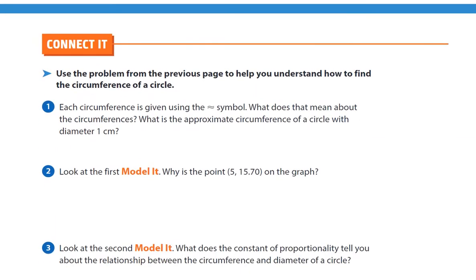Okay, number 1 down here. Each circumference is given using the wiggly symbol. What does it mean about the circumferences? What is the approximate circumference of a circle with 1 centimeter diameter?